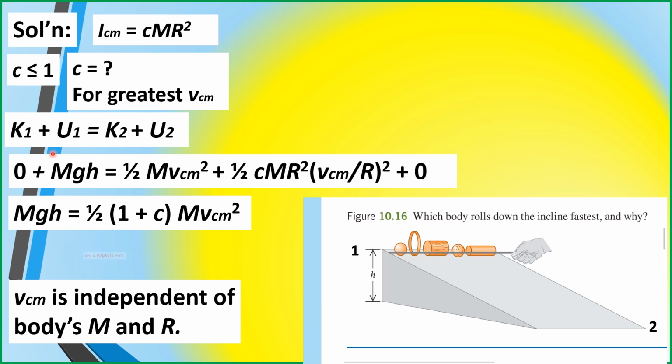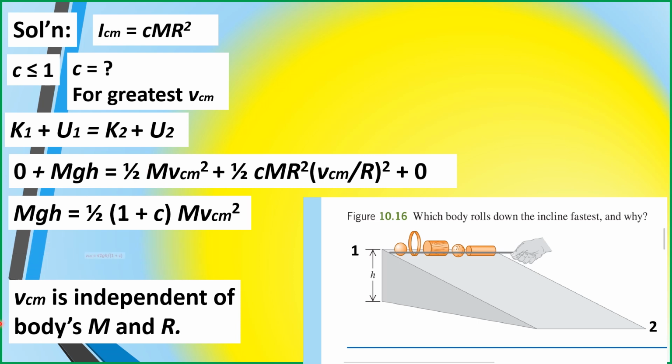V sub cm is equal to the square root of 2gh divided by 1 plus c. Okay, this formula has been derived. If you notice, we were able to cancel out the mass, capital M, and the radius of the object, capital R.